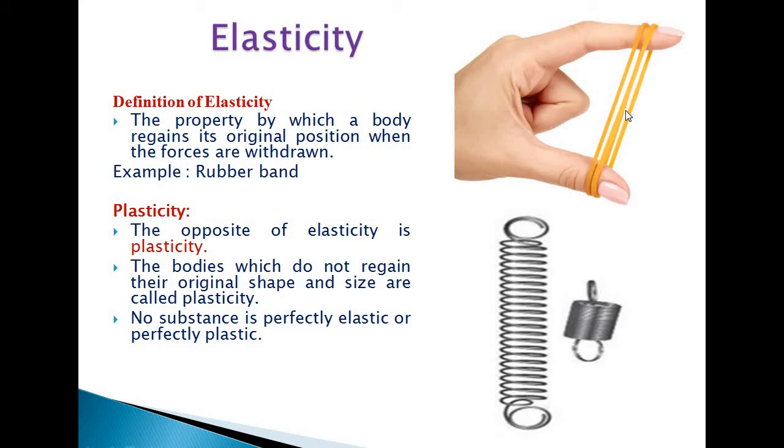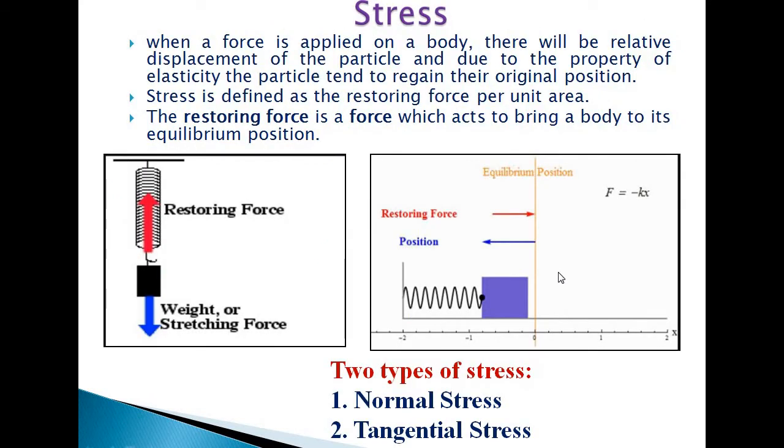If we give a force to the rubber band, it will extend. After withdrawing the force, the rubber band comes back to its normal size, but the spring does not regain its original position. Stress. When a force is applied on a body, there will be a relative displacement of the particles. Due to the property of elasticity, the particles tend to regain their original position. So, stress is defined as the restoring force per unit area.